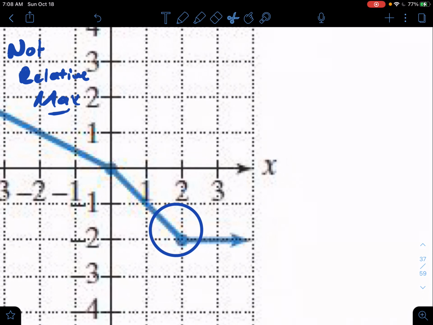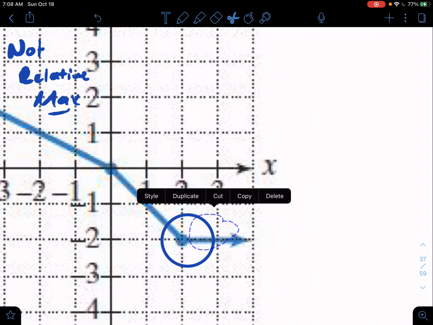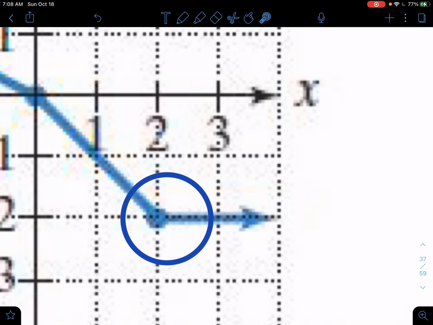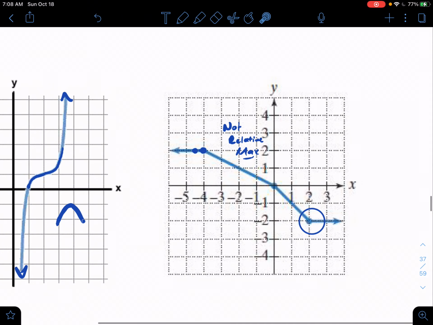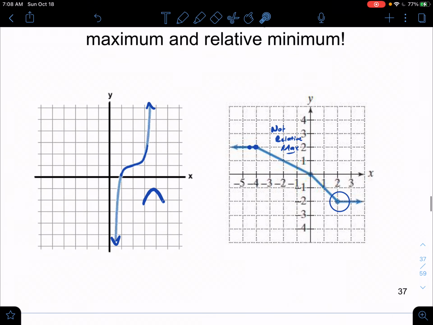And then moving down to this last part, this is going to be similar to the first one. Coming in from the left here, it looks like this could potentially be a min, but then we start to notice that it just flattens out. So this point is as low as any of these other points that are over here on this line. So that would not be the lowest point in that region, so it's not a relative minimum.